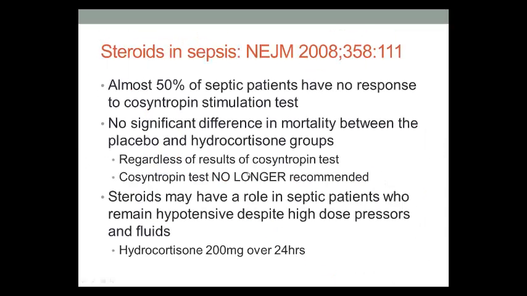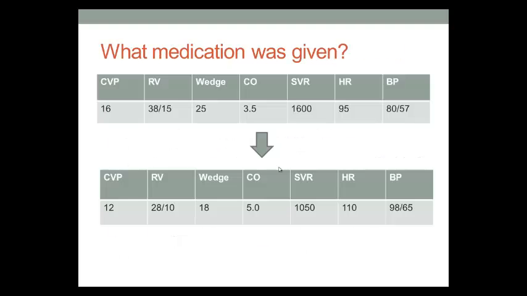So cosyntropin test is no longer recommended. We do not do it because half the patients have a response and half the patients don't, and it doesn't change your mortality. So if you're going to use steroids, just start them. Don't do the cosyntropin test. And then obviously the dose is 50 Q6. I keep on coming in the morning and patients are on like 100 Q8 or Solumedrol, like 200 Q6. I'm like, what is this? So it's 50 Q6. Make sure you tell your residents because they're just starting the craziest doses.